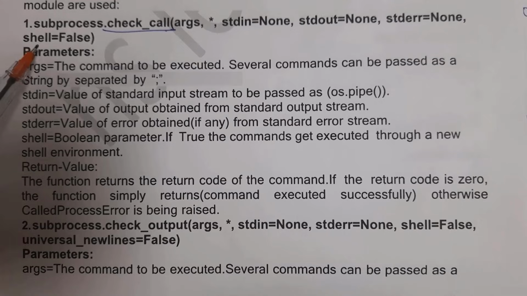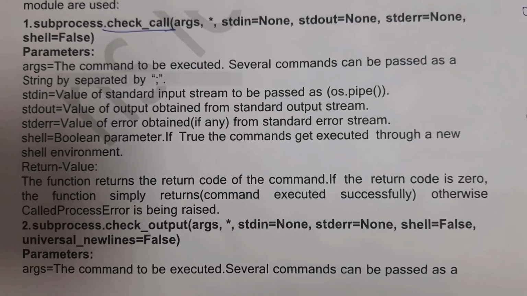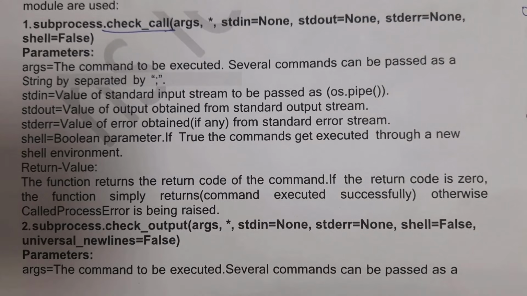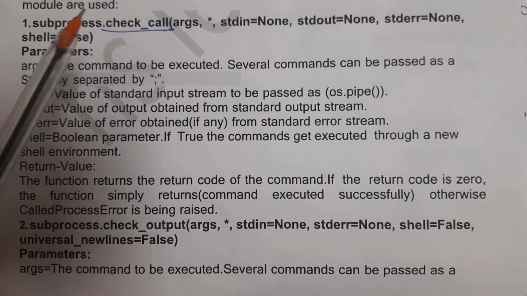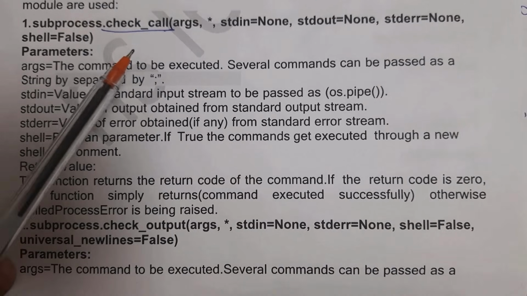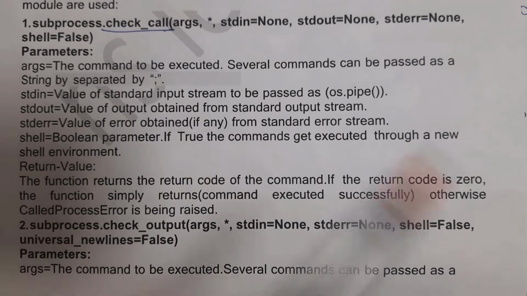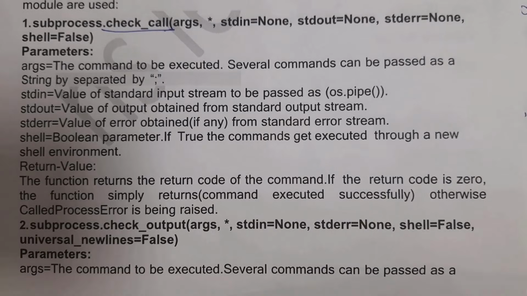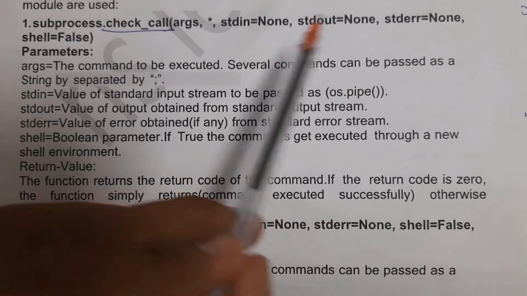And the last one is shell. Shell is nothing but whether we are executing this program in the shell or not. For example, if you are executing this program in the shell, then give true here. Else you can give false. The check_call function contains a total of 5 parameters. They are arguments, standard input, standard output, standard error and shell. By default, if there are no values, then you can just give None here.